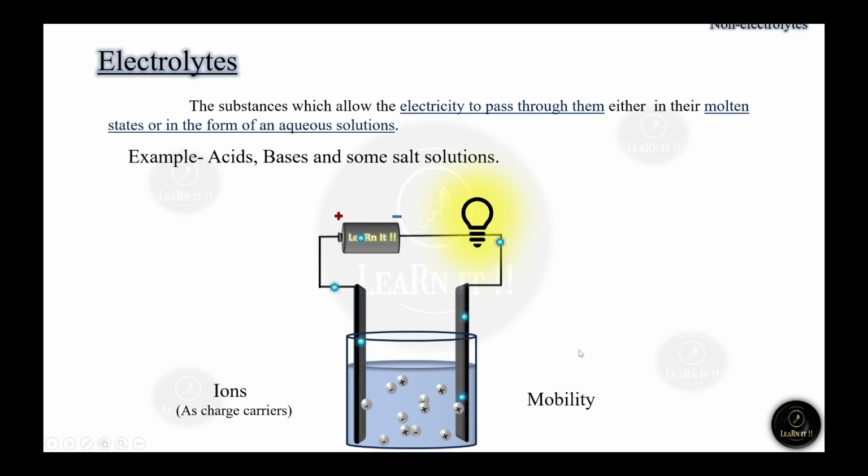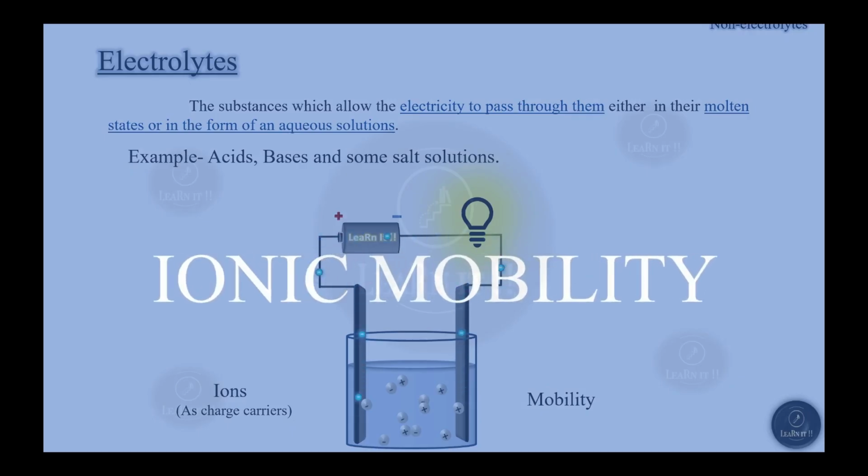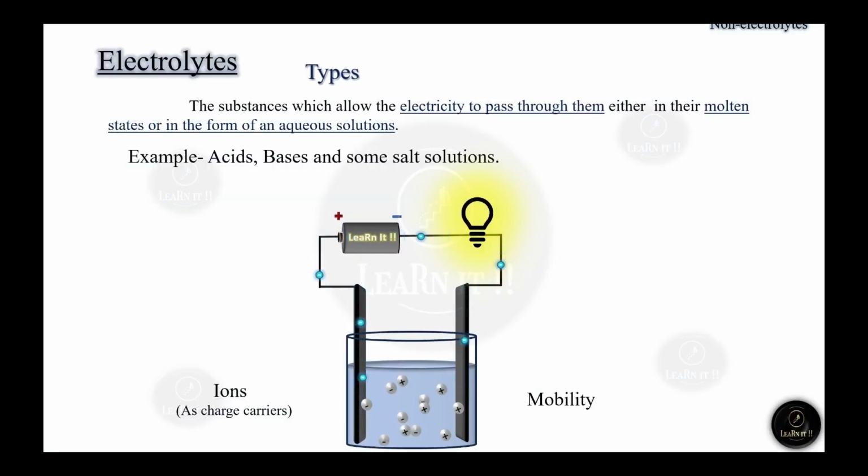This migration of the ions towards the electrode is called mobility of ions. So with respect to electrolytes, ionic mobility is an important concept. It consists of the presence of ions, and second, migration of ions. Let's look at the types of electrolytes.